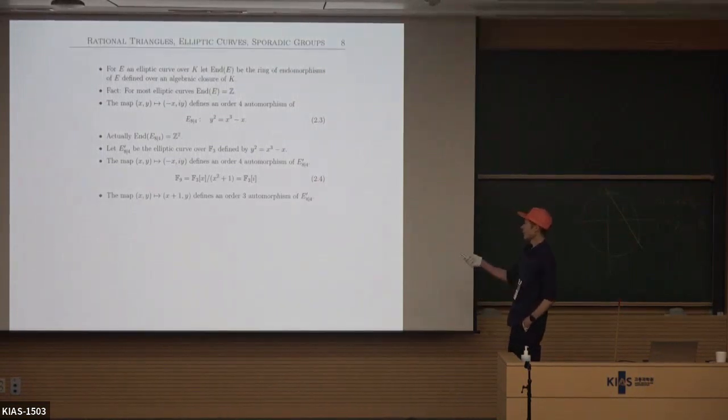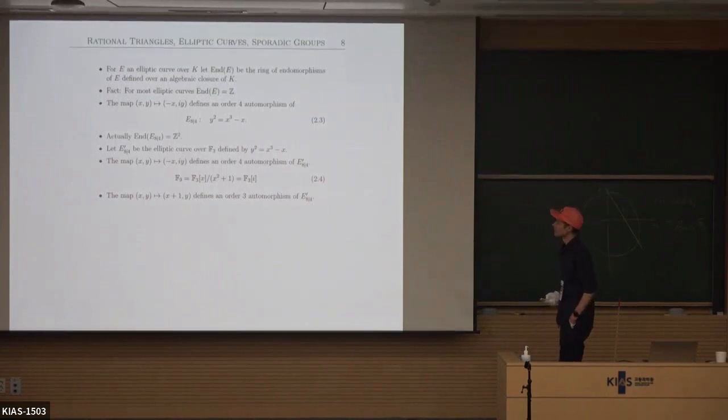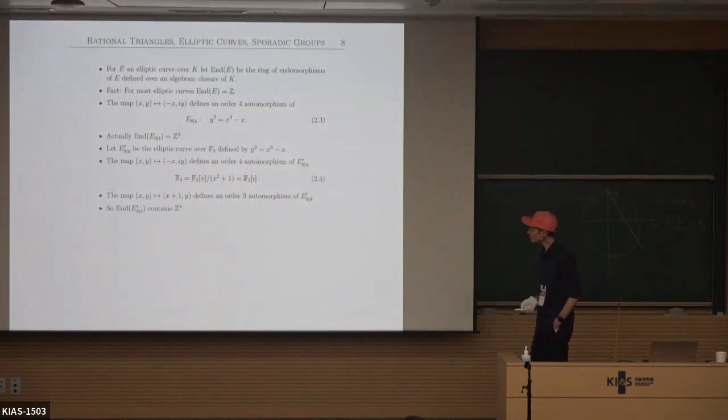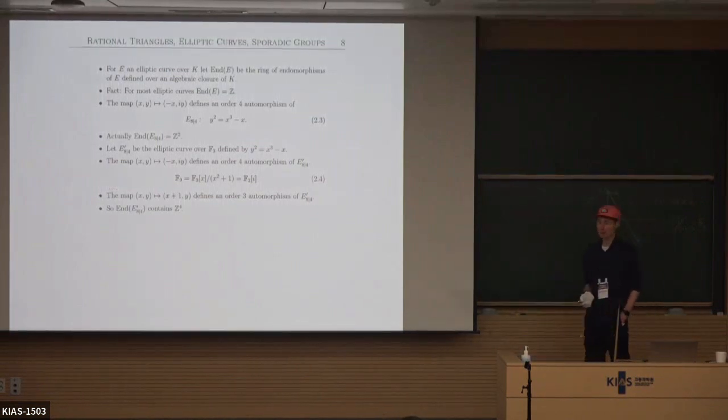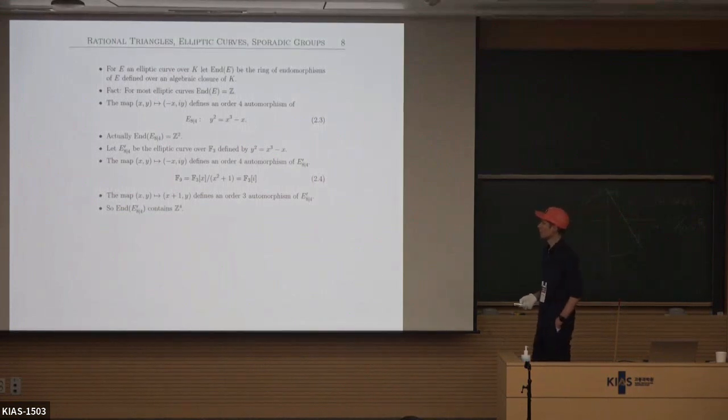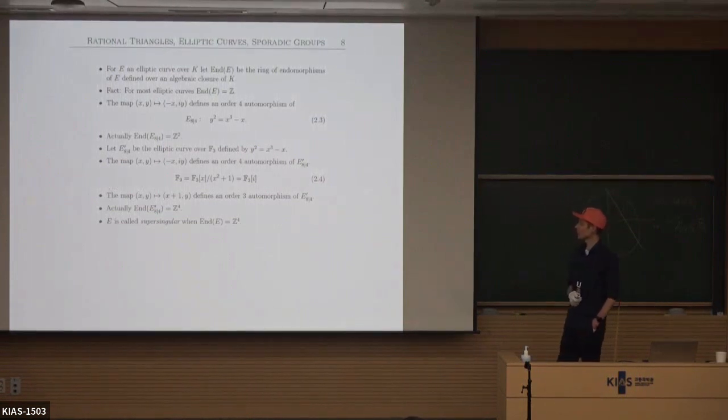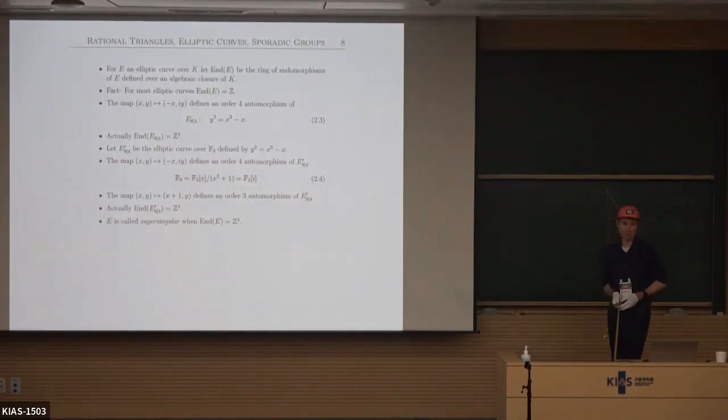But if we're working over F3, then we can also do this move, and that's an order 3 automorphism. Okay, so the endomorphism ring turns out to be an order in a quaternion algebra. Okay. So this is this special case where we get an endomorphism ring of rank 4. We call such an elliptic curve supersingular.